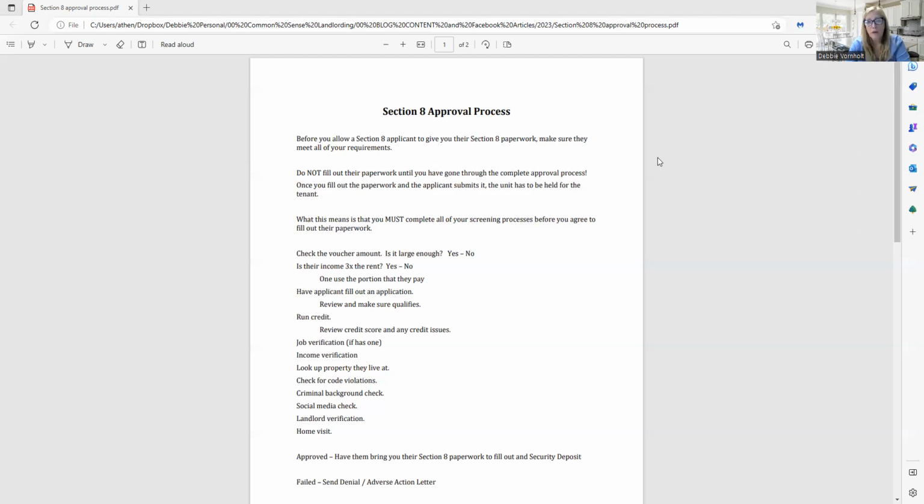And I require them, if they get SSI, if they get disability, or if they have a job, whatever their source of income is, they have to prove their income of three times the rent. I also look up the property that they live in, and I look up code violations. And this is across the board, this isn't just a Section 8 person. If they have code violations, chances are they're going to have code violations with you, unless maybe it's a landlord issue. It kind of depends, but consider that.